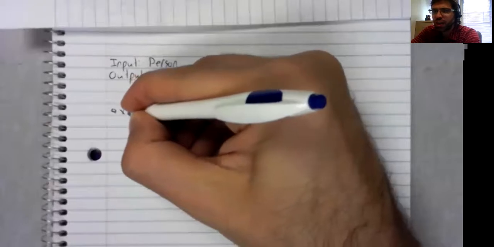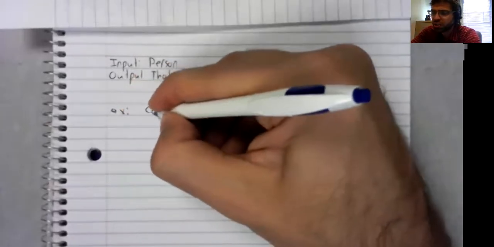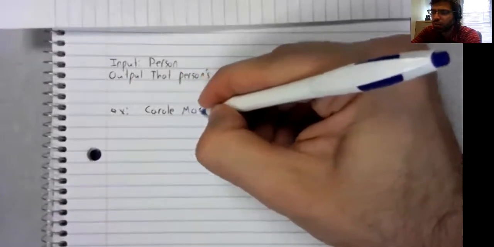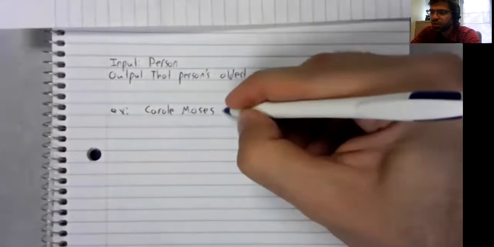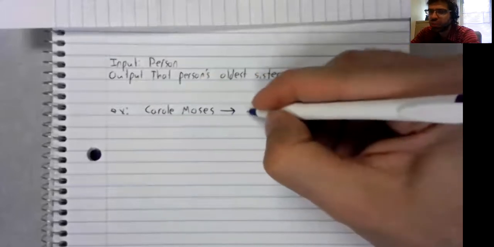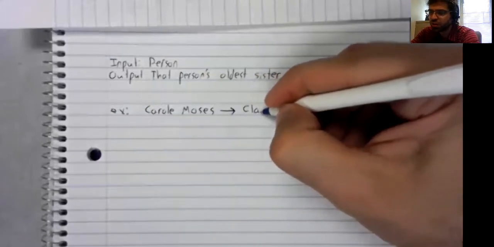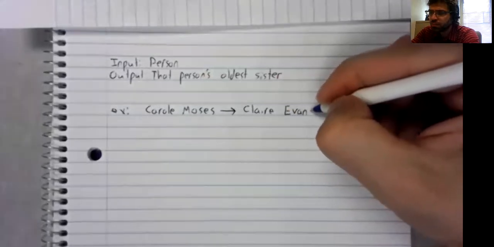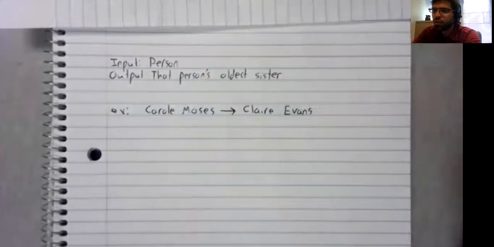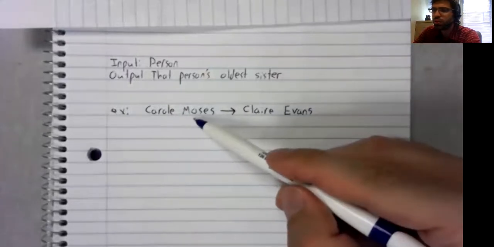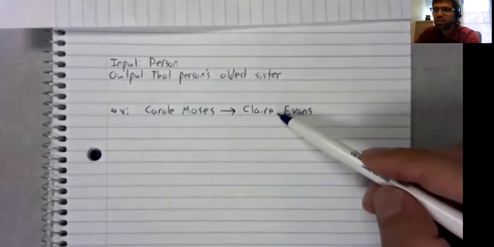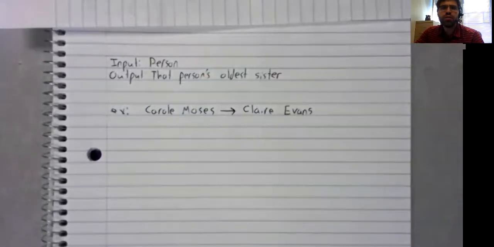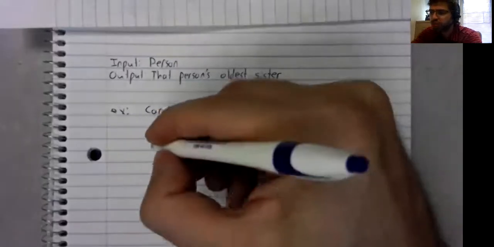Now, if you applied this function to my mom, she has an oldest sister, my Aunt Claire. So this input yields this output.